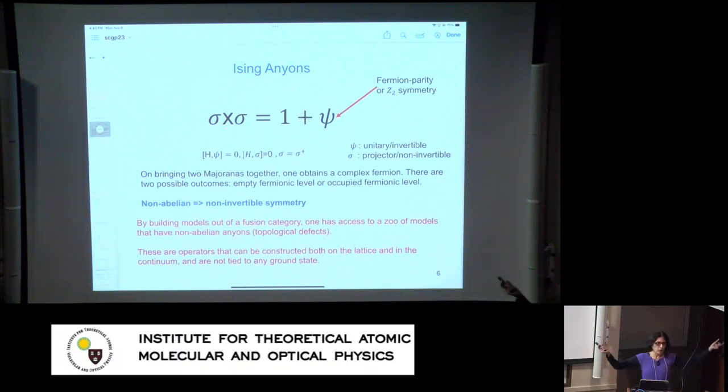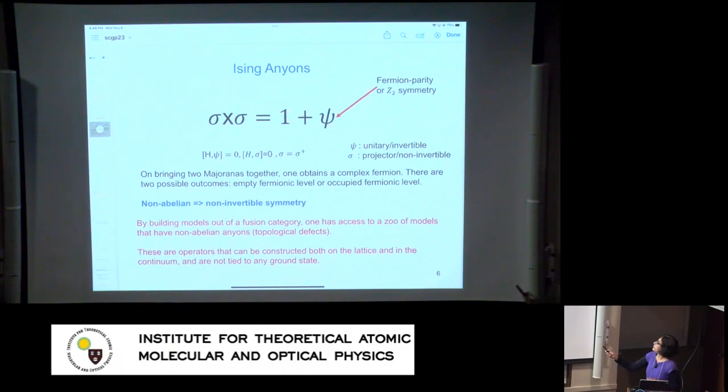Think about it, you have an open chain and you have a Majorana mode on one side and a Majorana mode on the other side. What does this exotic looking formula mean? It is sigma cross sigma is equal to 1 plus psi. Well, it's just saying that if I take these two Majoranas and fuse them together, I get the complex fermion. And the complex fermion could either be occupied or empty. So it's either a fermion even or a fermion odd state. And that is what this 1 plus psi is saying.